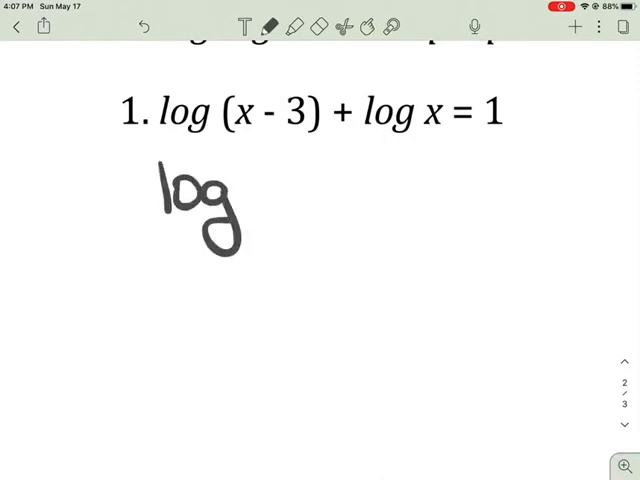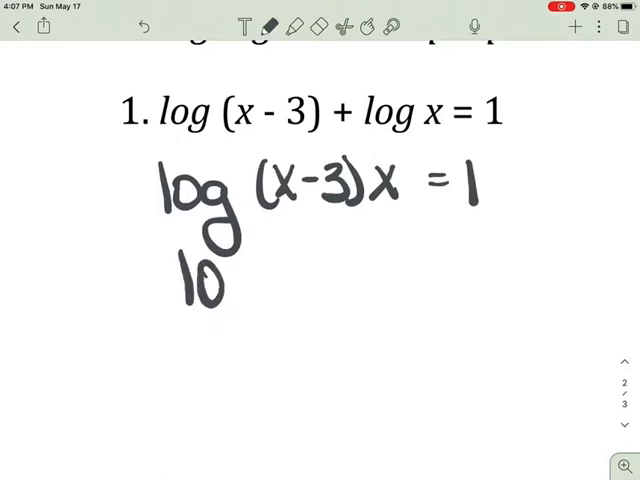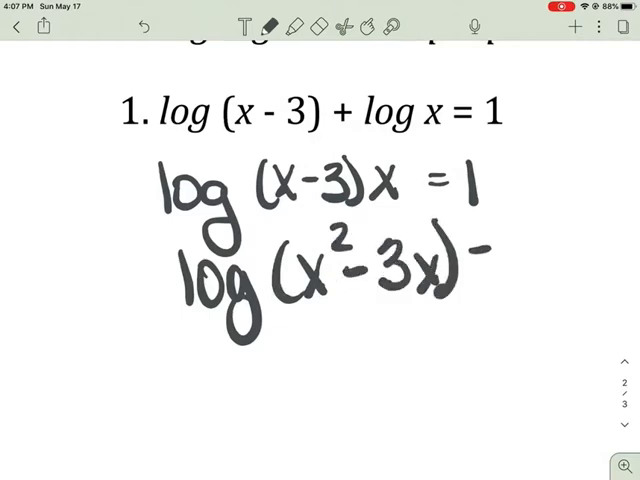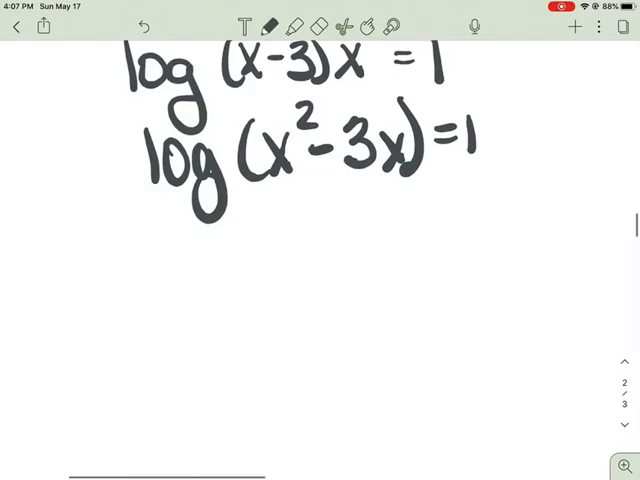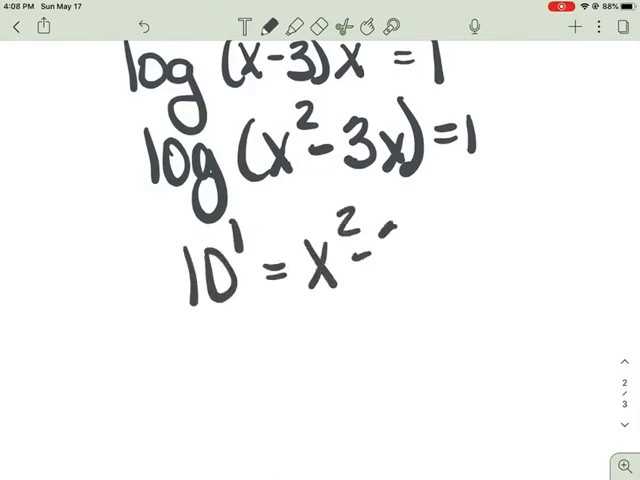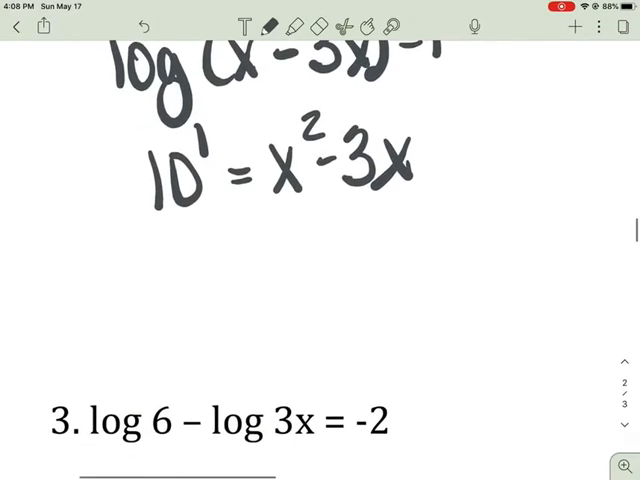So log, and again, it's common log, base 10, of 10 minus x times x is equal to 1. Hmm, actually, minus 3 times x. All right, so let's distribute that x. Let's write it as an exponent. And now it becomes a quadratic, so now I'm going to have to solve a quadratic. So remember 10 to the first is 10. So I'm going to move that over to the other side.